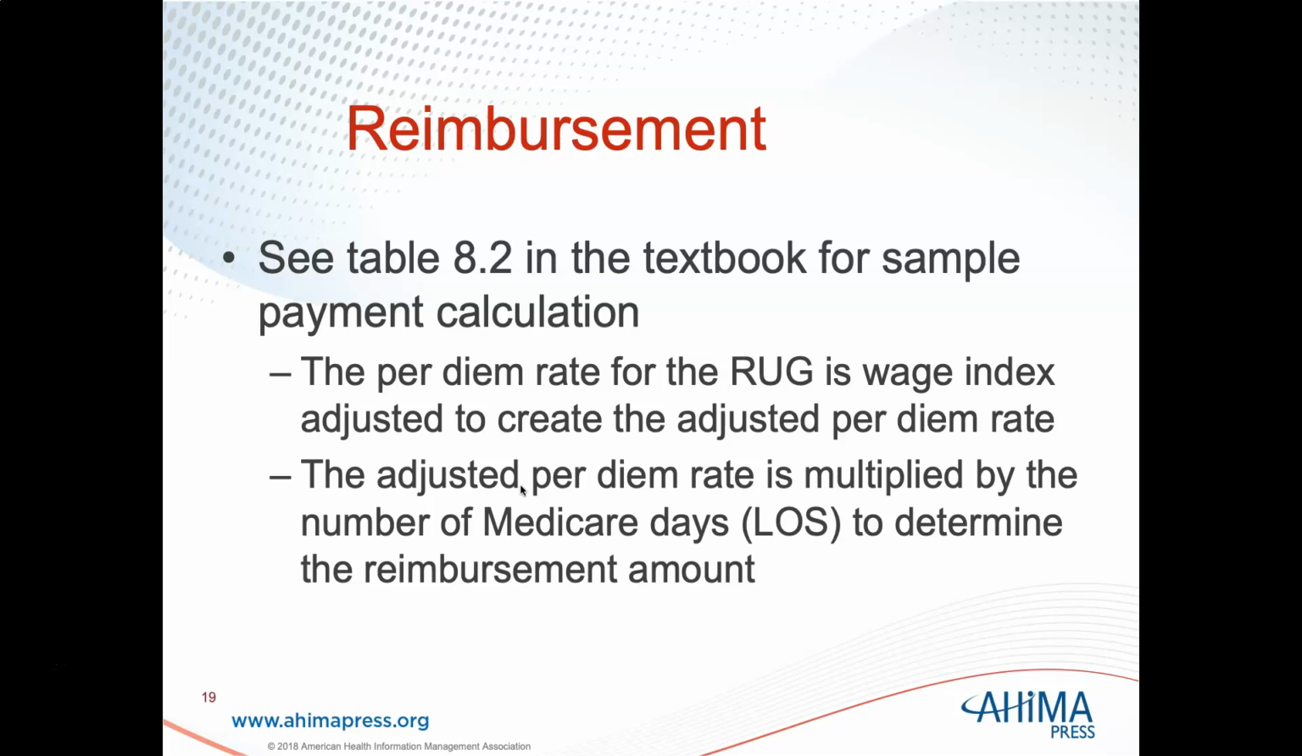Then reimbursement looks at the per diem rate for the RUG. It's wage index adjusted to create the adjusted per diem rate. And that rate is multiplied by the number of Medicare days, the length of stay, to determine the reimbursement amount. And again, this is all on page 202 in your book.